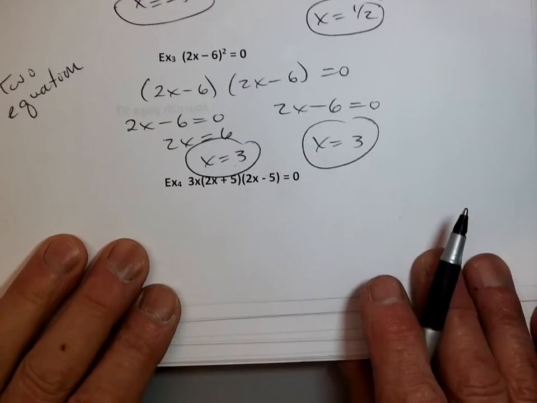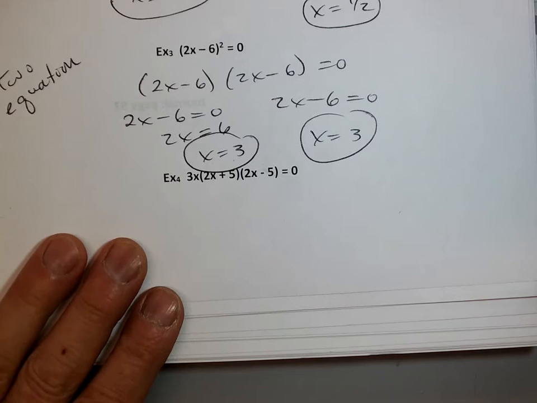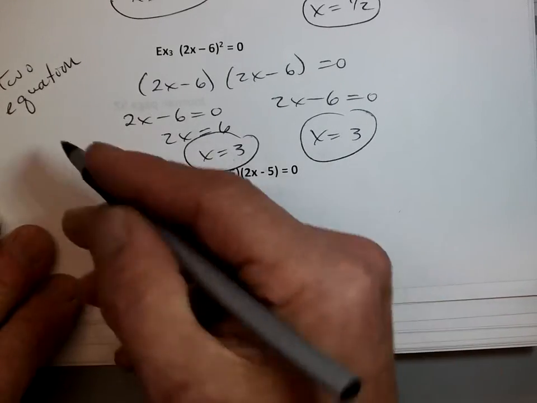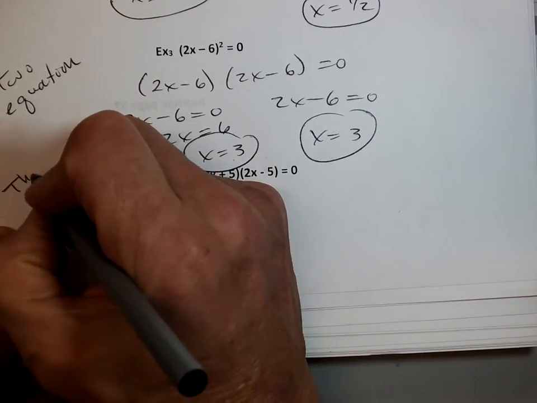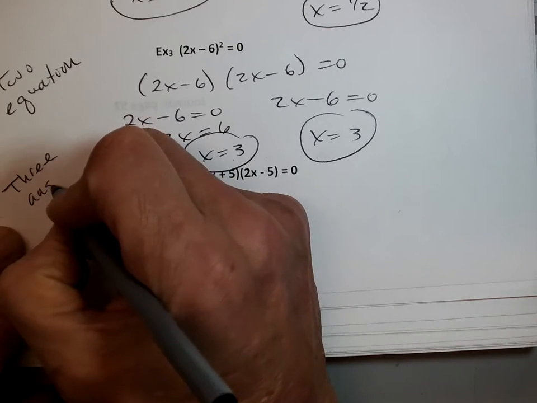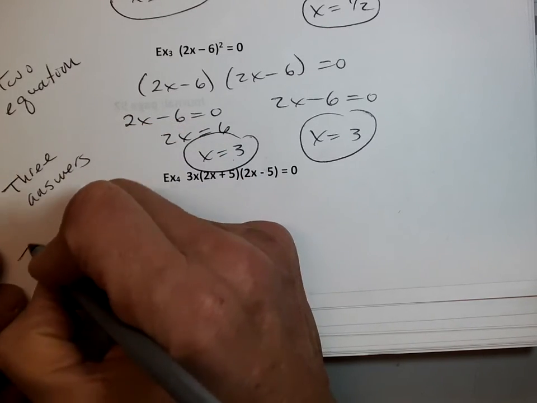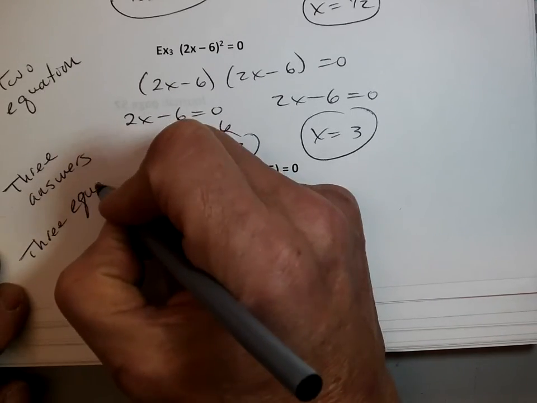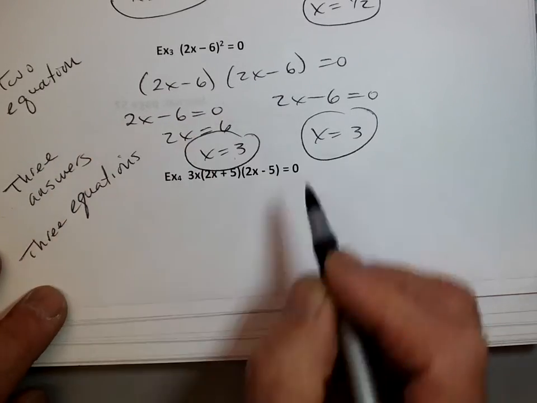So, example 4, 3 answers. How many x's do you see? I see 1, 2, 3 x's. So I'm going to have 3 answers. So I need 3 answers, so I'm going to need 3 equations. You could just say the first x by 3 equals 0.